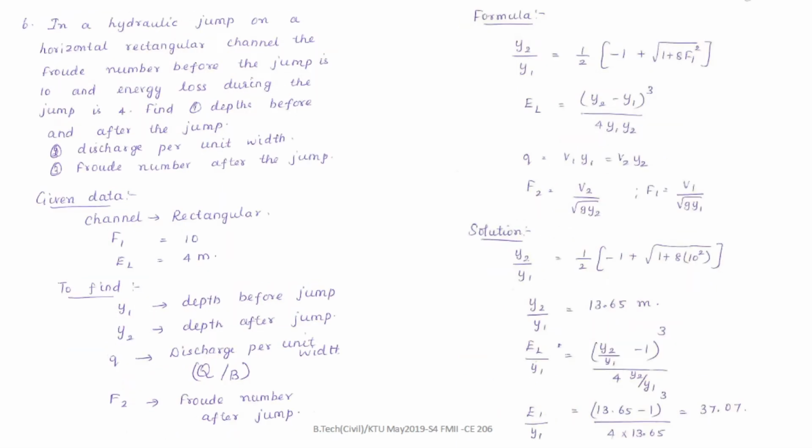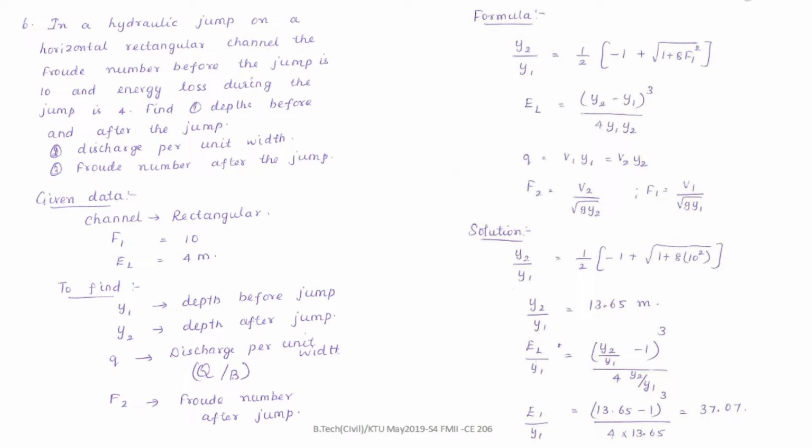The next problem is, listen carefully, I am reading the problem. In a hydraulic jump on a horizontal rectangular channel, the Froude number before the jump is 10 and the energy lost during the jump is 4 meter. Find the depth before and after the jump, discharge per unit width, and finally the Froude number after the jump.